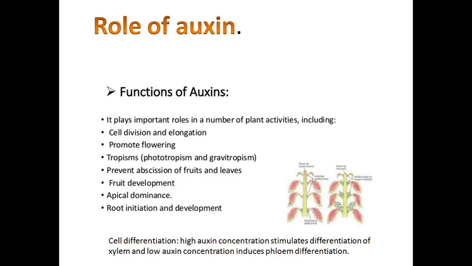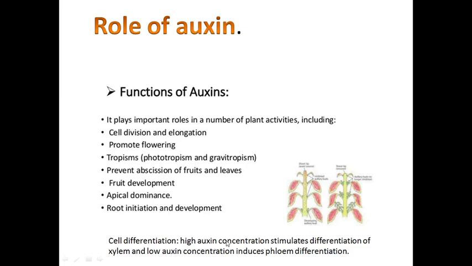So coming to the role of auxin, what does auxin do? Auxin does the following activities in the plant. It does cell division and cell elongation. Promotes flowering, tropisms like phototropism, gravitropism. I'll be explaining these. Like it makes a plant bend towards the light. Prevents abscission of the fruits and leaves. What is abscission? Abscission means falling of fruits and leaves. Fruit development, apical dominance. I'll be explaining this also. Root initiation and development. And cell differentiation.